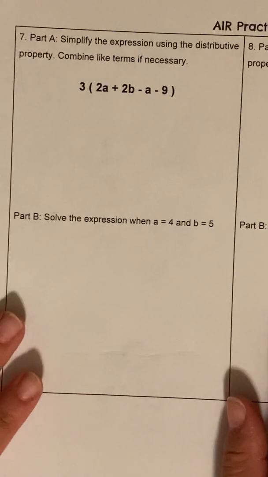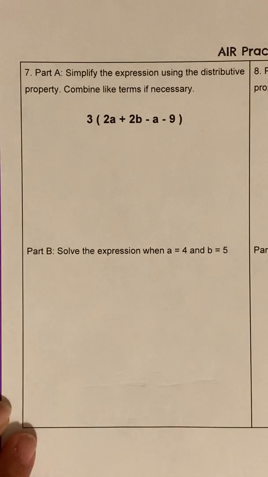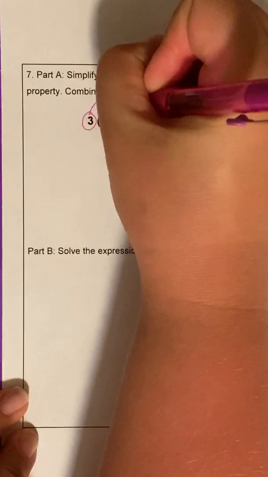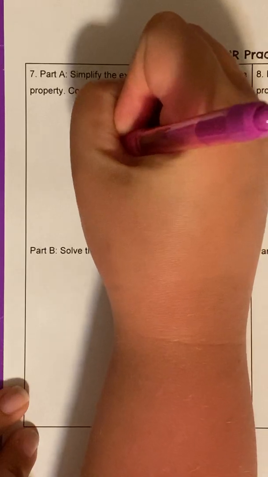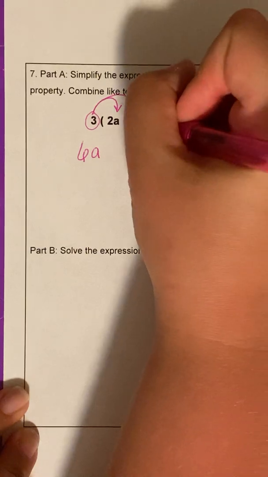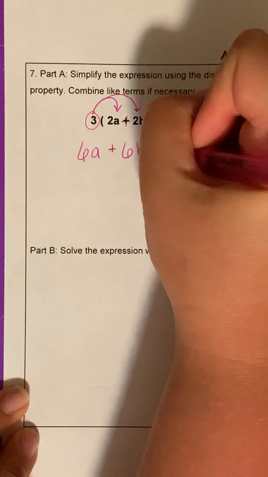All right, now we are going to look at number 7. We have 2 parts here, for our practice. Part A: simplify this expression using the distributive property, and then combine like terms if necessary. Remember when we had our number in front of parentheses? That means we can use the distributive property. So 3 times 2 is 6. Keep that a. 3 times 2, 6 again. We're going to keep this plus. 3 times 2 is 6. And then we have B.